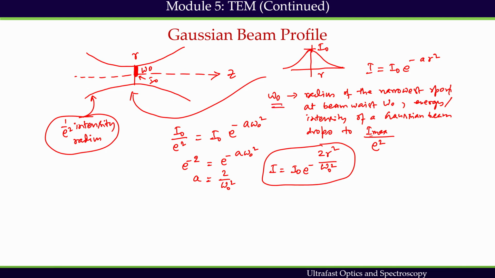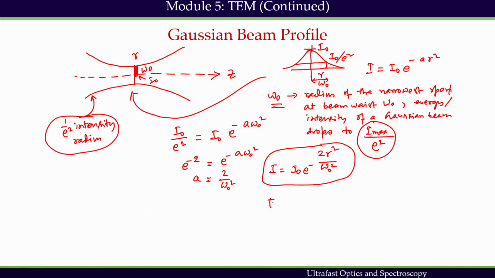And what is omega naught? It is the radius of the narrowest spot, which is defined by the point where the intensity drops to 1 by e square times I max. So let's say this is the point where intensity is I naught by e square. This point is called omega naught. That's the way we give the definition.